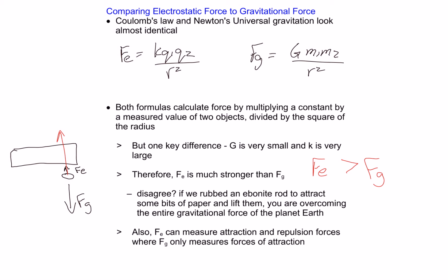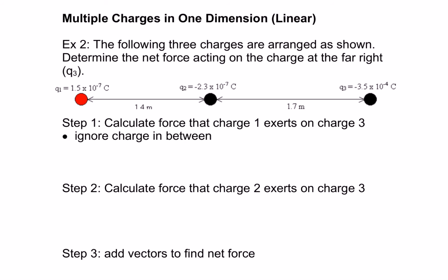Another key difference: with electric force, we can measure whether things attract or repel. The formula will do both. Whether it's positive or negative doesn't really matter, whereas gravity only deals with attraction. What's the force of the Earth pulling somebody down towards it? It's only attracting the two objects together.